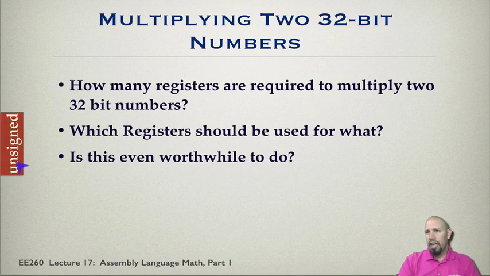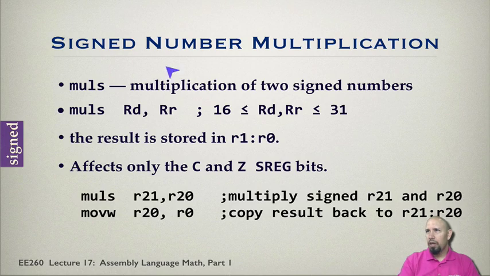So, we've been focusing now on unsigned multiplication. What about signed multiplication? Well, we have this command, muls, multiplication of two signed numbers. So I can use any register, RD and RR, so these are the high registers, 16 to 31. Again, the result is stored in registers 1 and 0. This affects only the carry bit and the Z bit, and we would use it just like this. So it's used pretty much just the same as mul, except now it understands signed numbers.